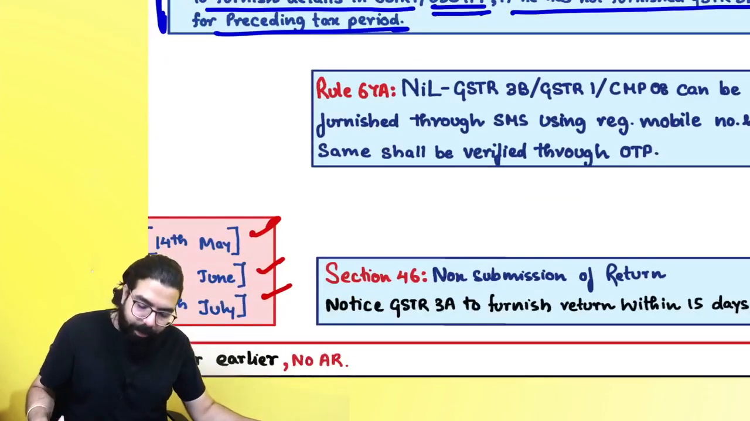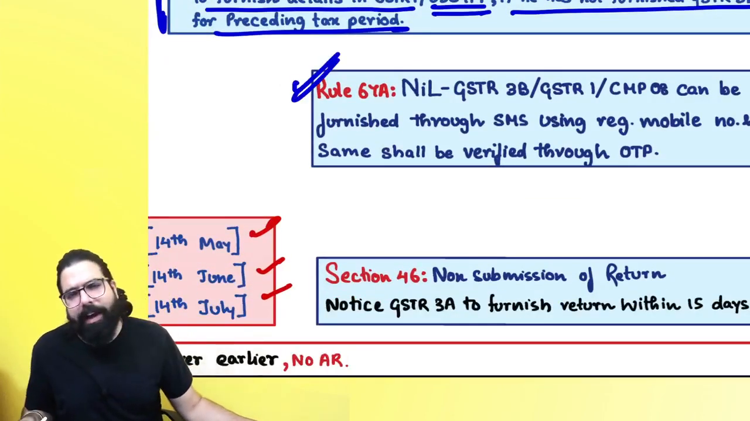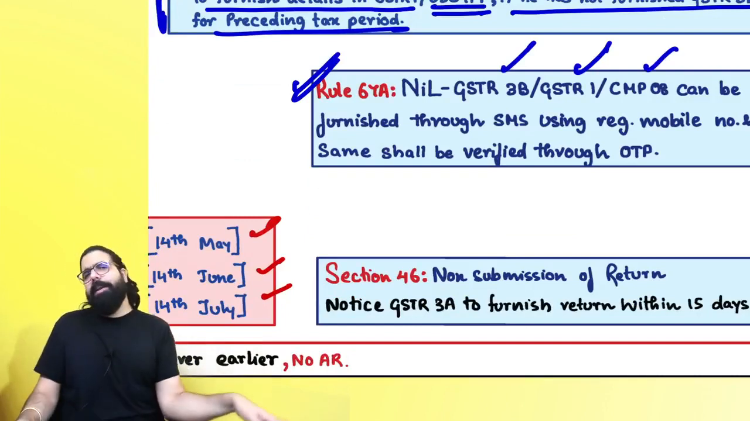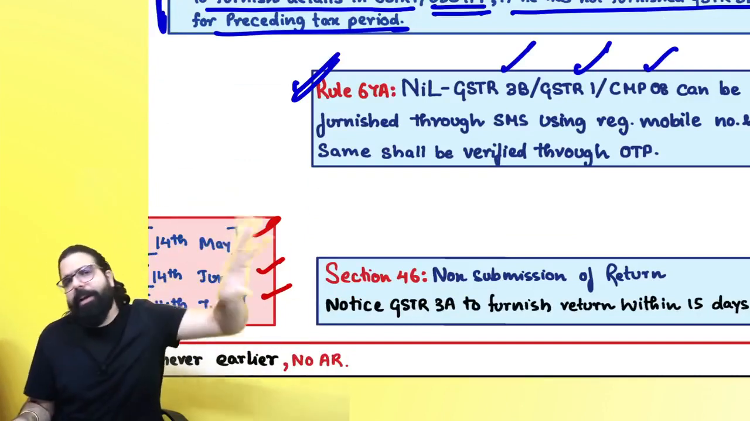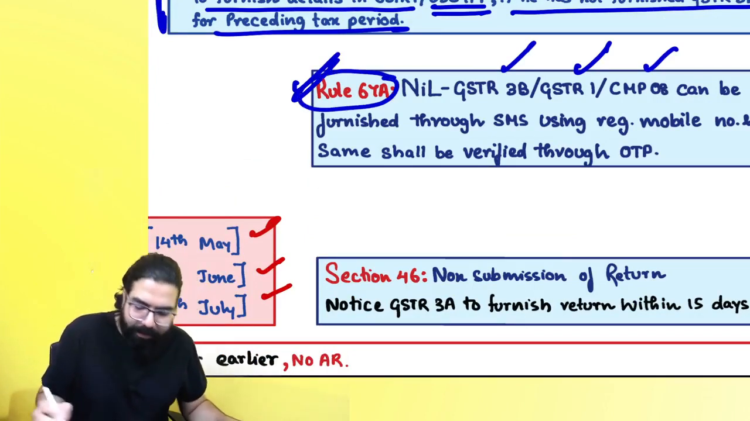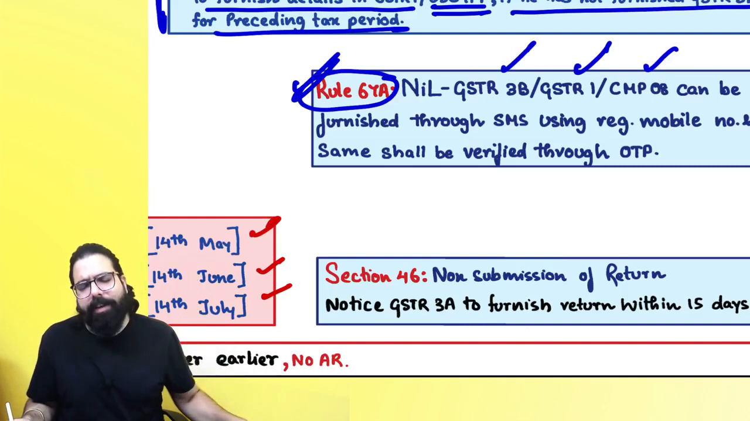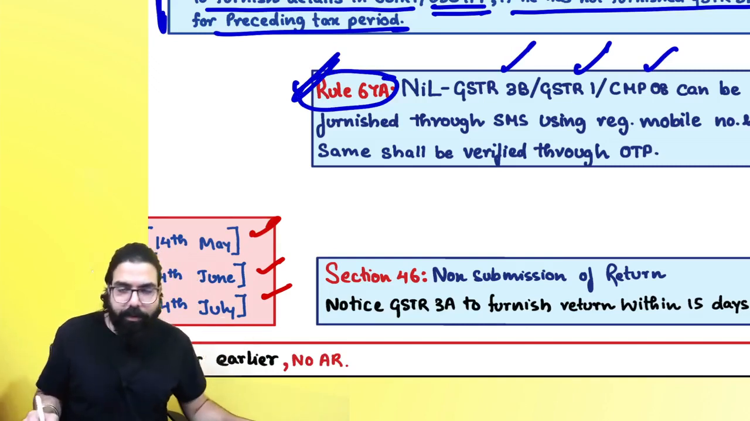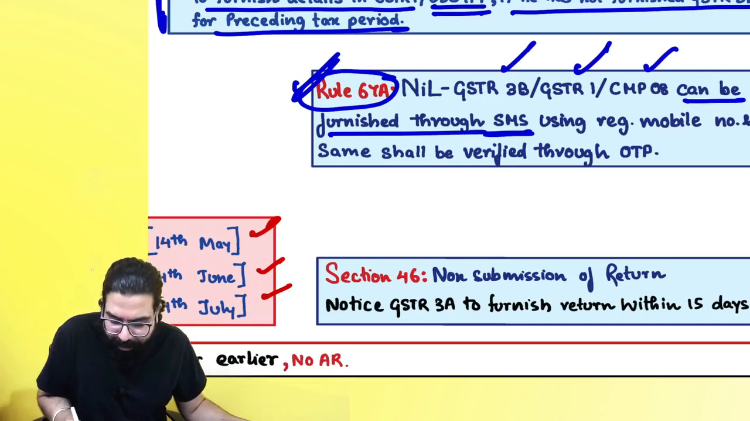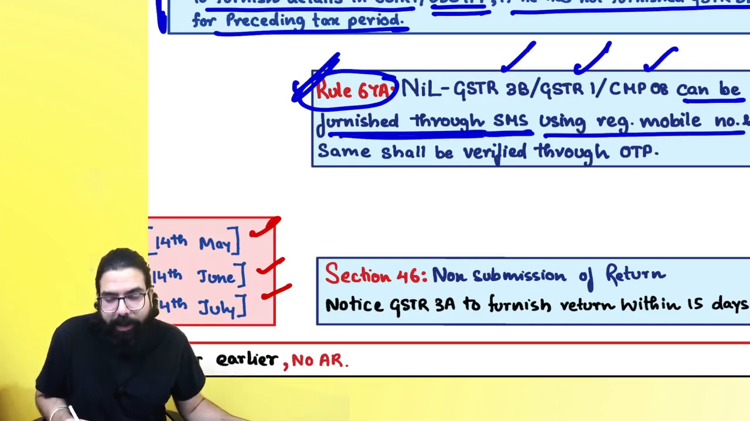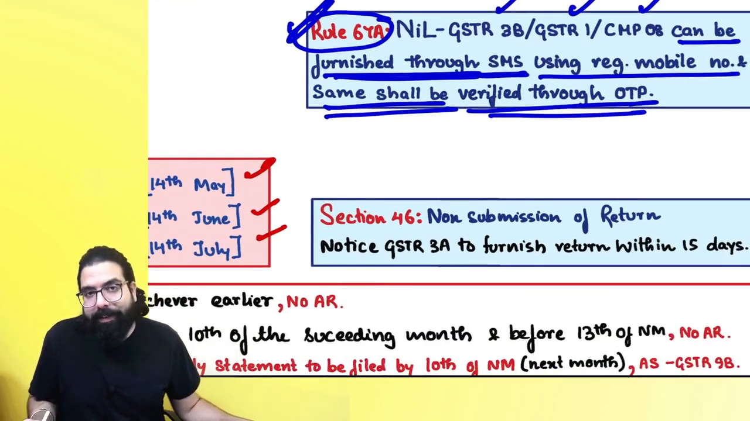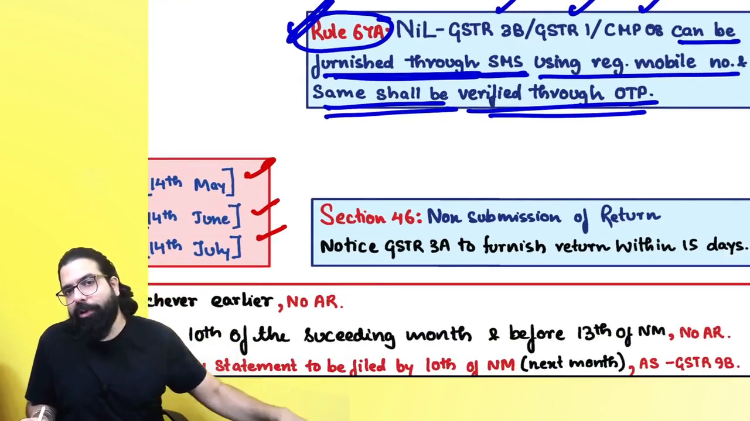Done, sir. Next, sir, can I file one nil GSTR 1, nil GSTR 3B, GSTR 1 and CMP08? Basically, nil means where all the tables of the return are nil, absolutely zero. Then yes, you can go ahead and file nil GSTR 1, GSTR 3B and CMP08. You can just send one SMS and file. This can be furnished through SMS using the registered mobile number and same shall be verified through OTP, means SMS ke through return filing facility also allowed.